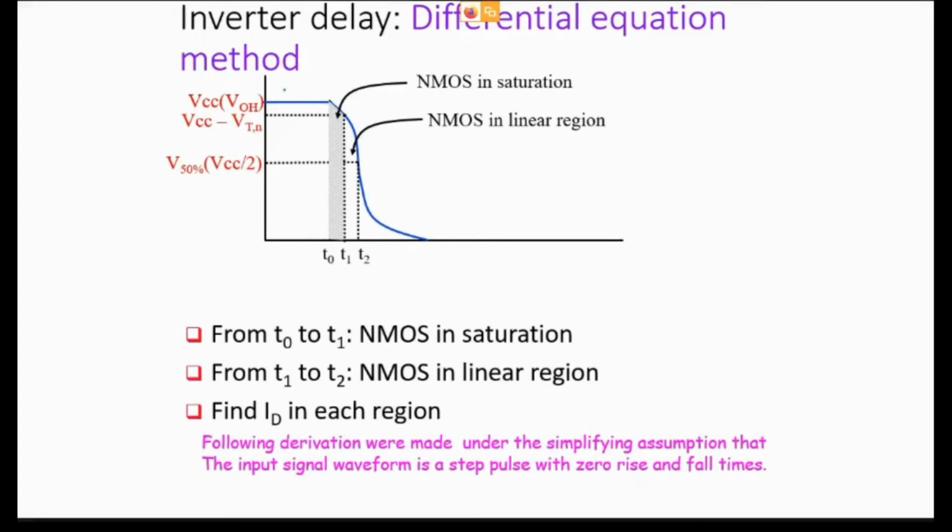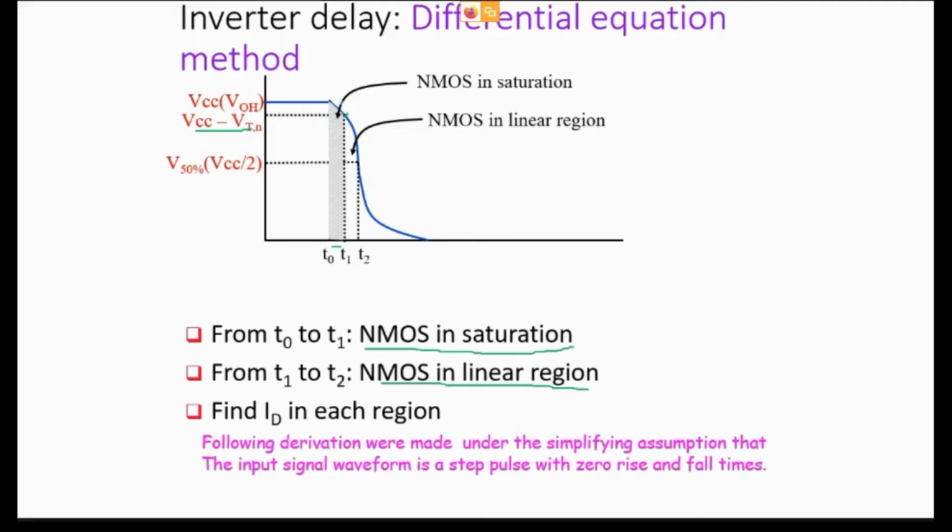Now here you can see the initial state. What is the observation? From T0 to T1, your input is lying somewhere here. So what happens when your input is less and output is more? Your device is actually in saturation. So in this particular region, up to VCC minus VTN, your device is in saturation. From this point onwards, your device moves into the linear region.